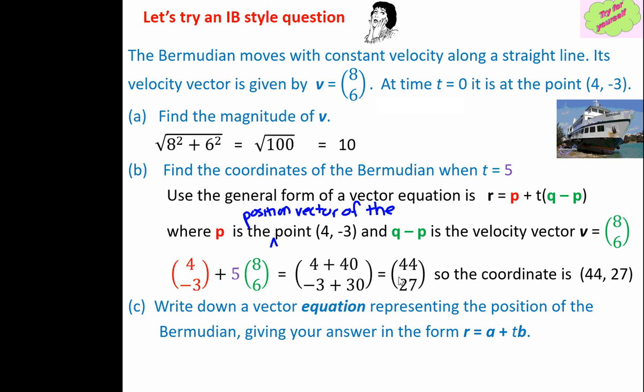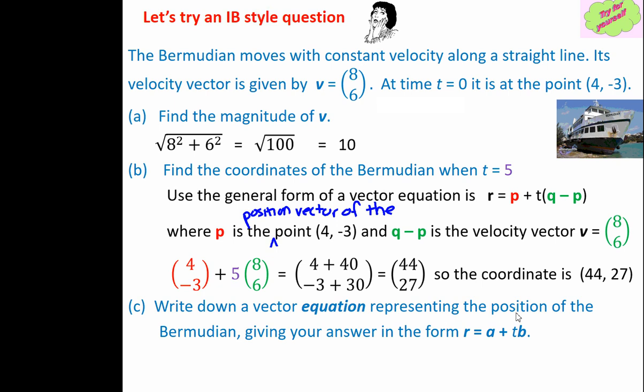So that's why they're asking for the coordinates. Find out what the position vector is at t equals 5 of the boat, because that's where it was initially. After time, it's travelled this distance, so this is where it is now. So that as a coordinate would be (44, 27).